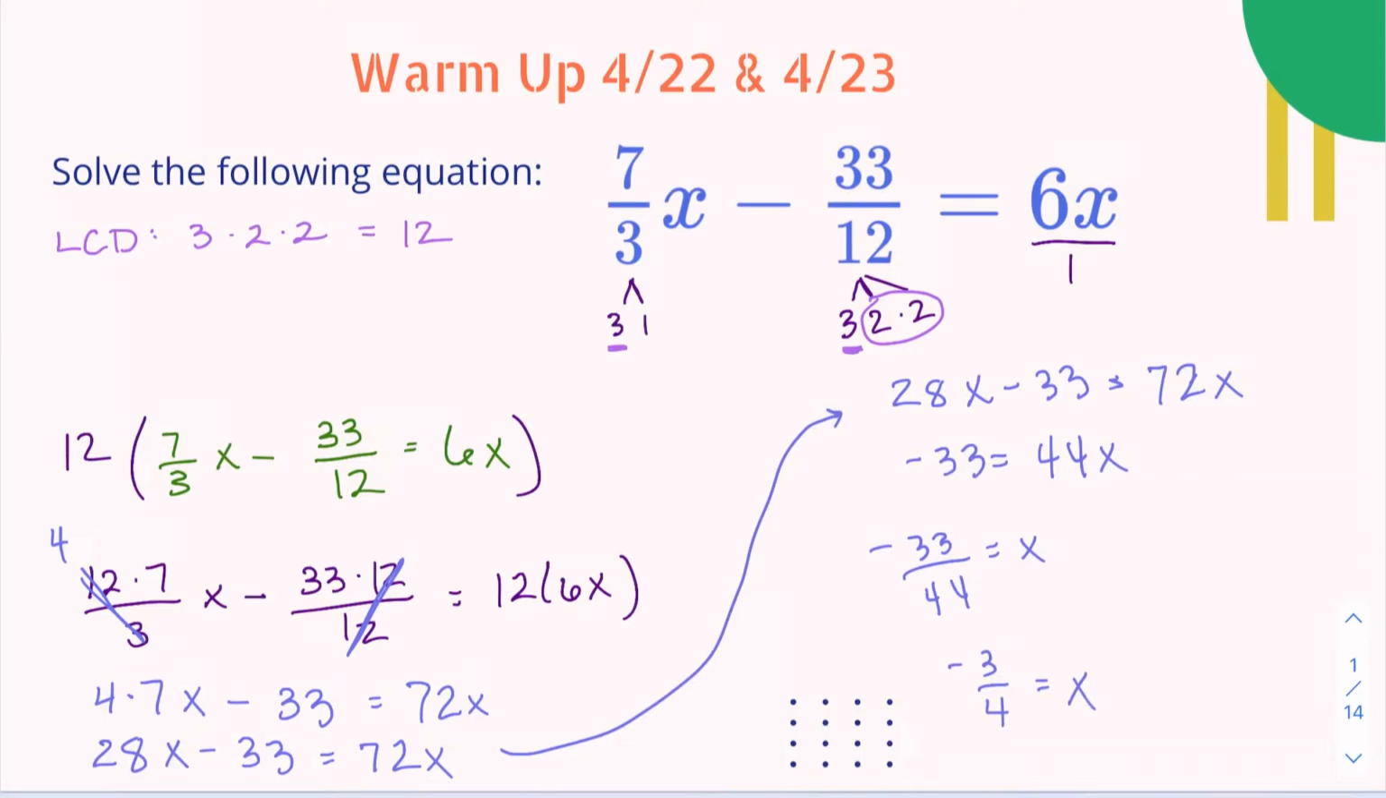Okay, and this is the method we are going to use to solve more complicated rational equations where there's variables in the denominator, we are just going to get rid of the denominator. That's our first step so that we don't have to deal with fractions.